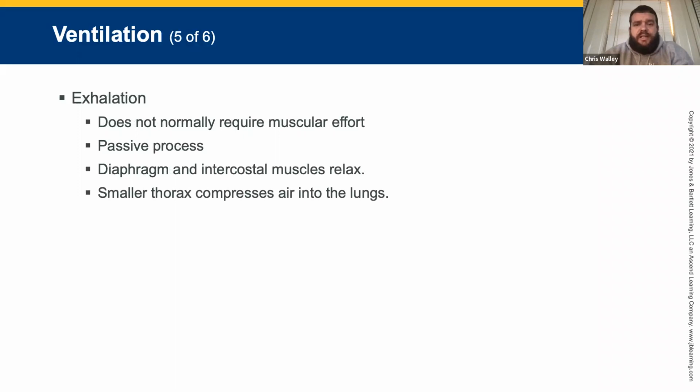Exhalation does not normally require muscular effort, and it is a passive process. The diaphragm and the intercostal muscles relax, which decreases the size of the thorax. The smaller thorax compresses air in the lungs into a smaller space. The air pressure in the thorax is higher than the outside pressure, and then air is pushed out through the trachea. Again, that's passive. It wants to equalize the pressure, so the air has to go from inside, and then we rush in some more. When we exhale, we're exhaling carbon dioxide and just unused oxygen that's coming from our dead space.